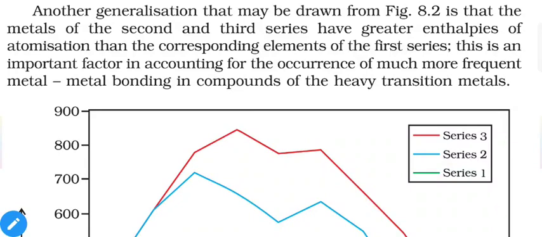Another generalization that may be drawn from figure 8.2 is that the metals of the second and third series have greater enthalpies of atomization than the corresponding elements of the first series. This is an important factor in accounting for the occurrence of much more frequent metal-metal bonding in compounds of heavy transition metals. Heavy transition metals means that as we go down the series, you get comparatively heavier elements. That means we are talking about the second and third series.